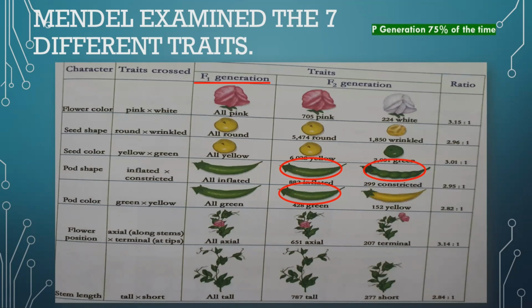The F2 generation resembled one parent from the P generation 75% of the time, and the other parent from the P generation 25% of the time. This ratio of 3:1 is also called the Mendelian ratio.